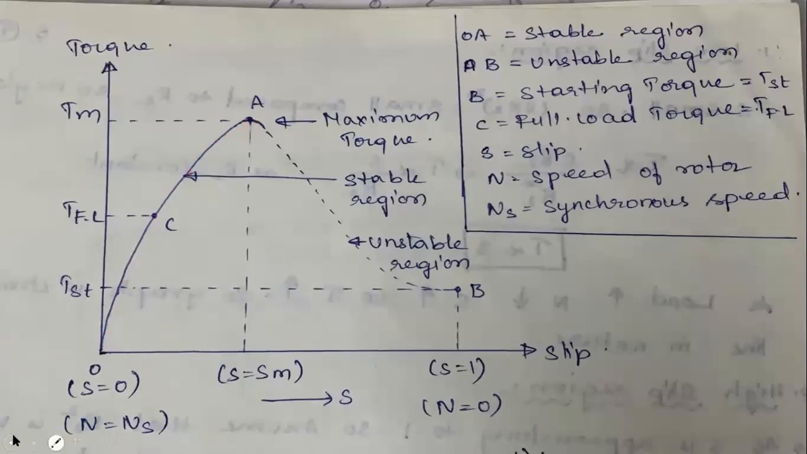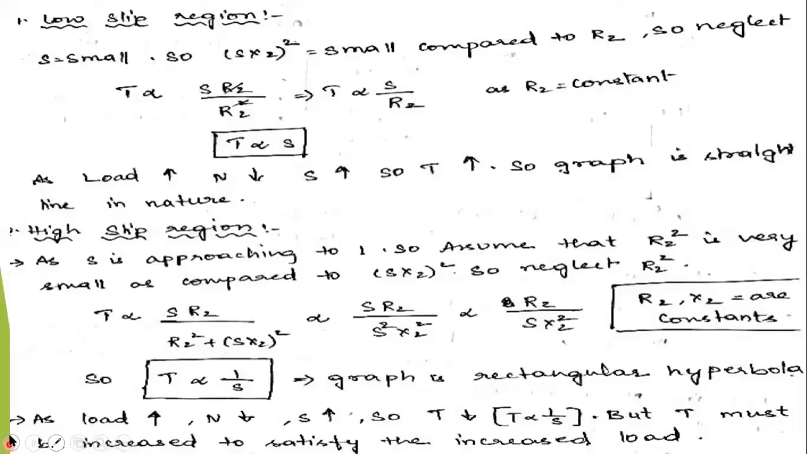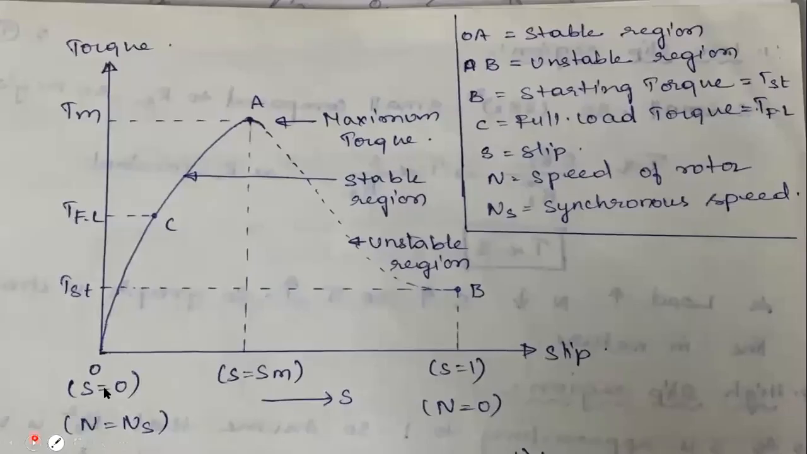After that, we are dividing the region into the low slip region and the high slip region. Sorry, this is the low slip region, starting from S equal to 0. So this is the low slip region, and now we will see what happens in the high slip region.